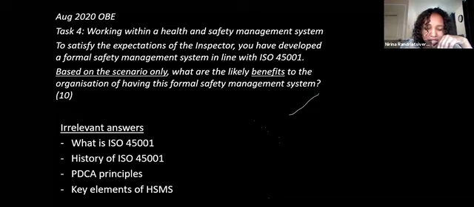You cannot talk about plan, do, check and act. You cannot talk about the history of ISO 45001. You need to focus on the benefit. And you cannot just do a Google search and then copy and paste. You need to base it still on the scenario. I'm not saying researching is not required. You still need to do research, but once you get an answer from your research, you need to tailor it to the given scenario.